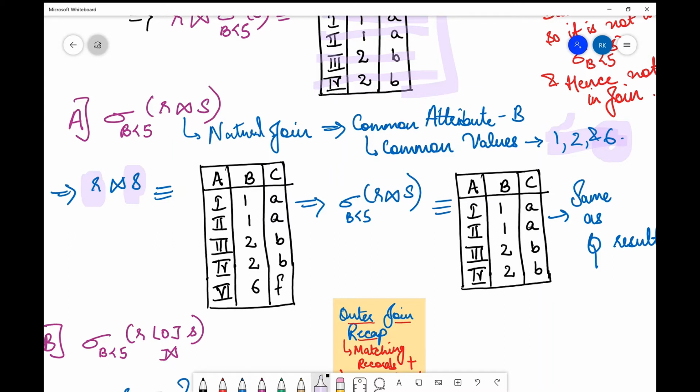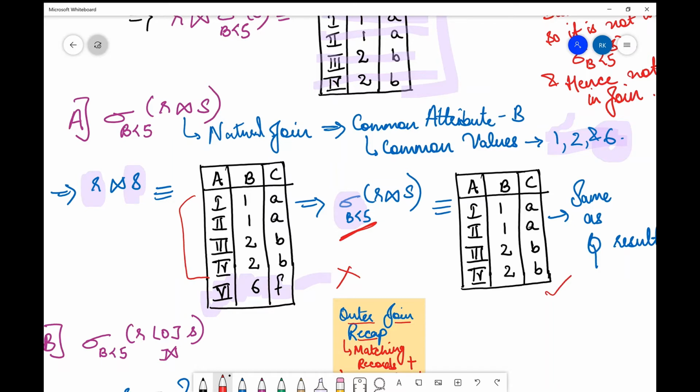So therefore this extra record also came, which is 6, 6 and F. But then, before performing the final step, we perform this selection operation, which is select b less than 5. So when we perform this condition, this record won't be coming. Only these are the records which satisfy this condition of b less than 5. Therefore our final result is this one.